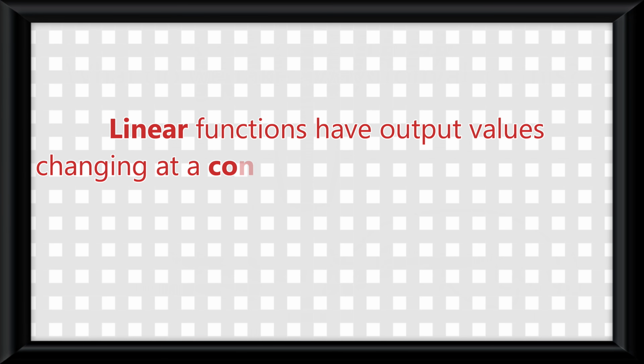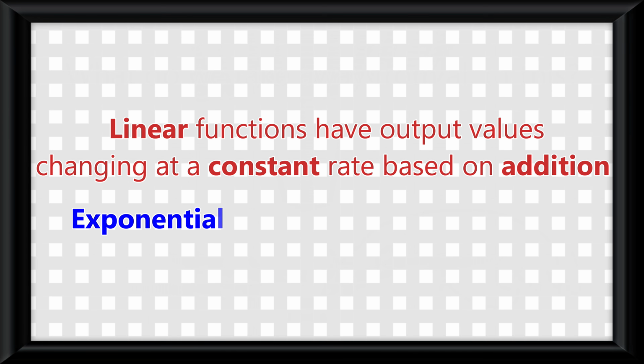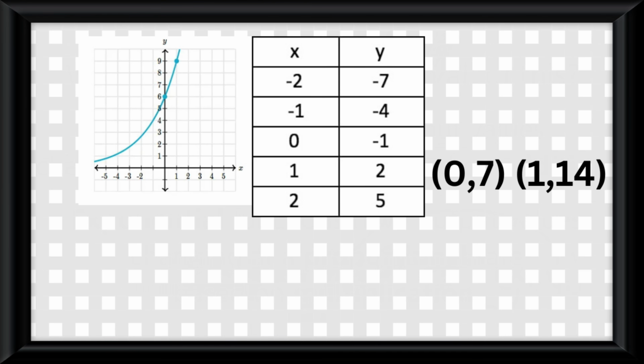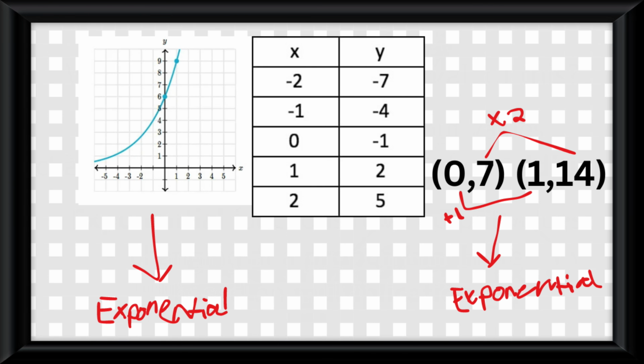Well, here it is. Linear functions have output values changing at a constant rate based on addition, and exponential functions have output values changing at a proportional rate based on multiplication. Which is why if you see a graph, table, or even just 2 points, you should be able to tell me whether it is exponential or linear.